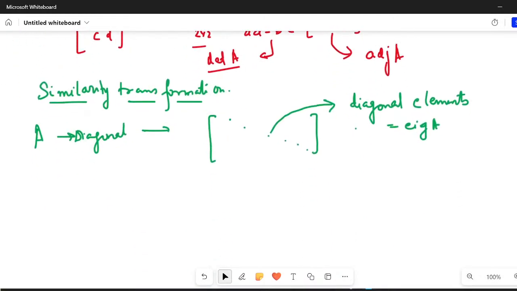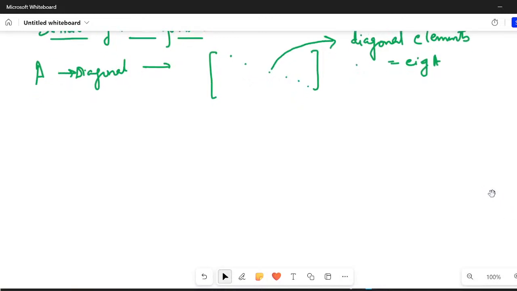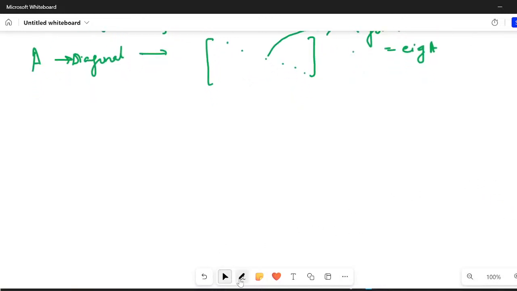Okay, now see, if I have to diagonalize my matrix, the first thing is we have to make a P matrix. I'm writing a little bit of an algorithm for you that you can follow, and then we will do the questions. So how to diagonalize a matrix?